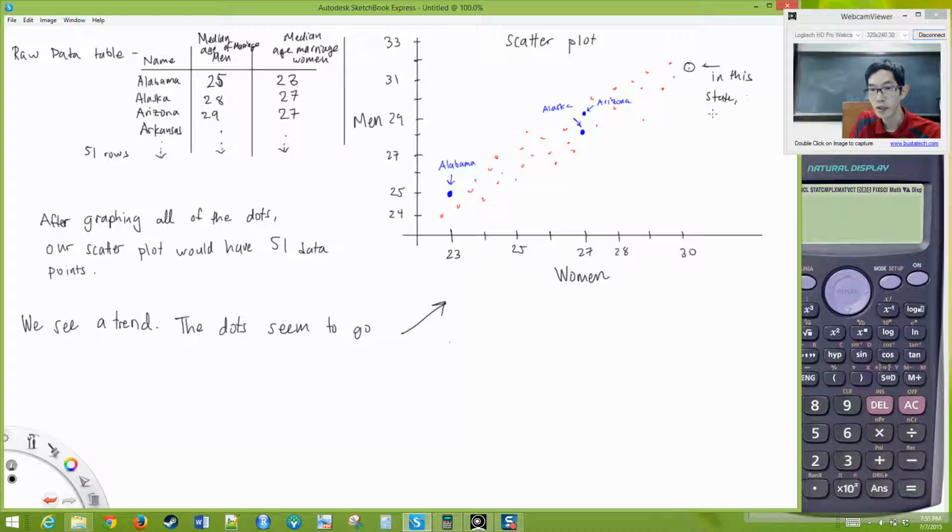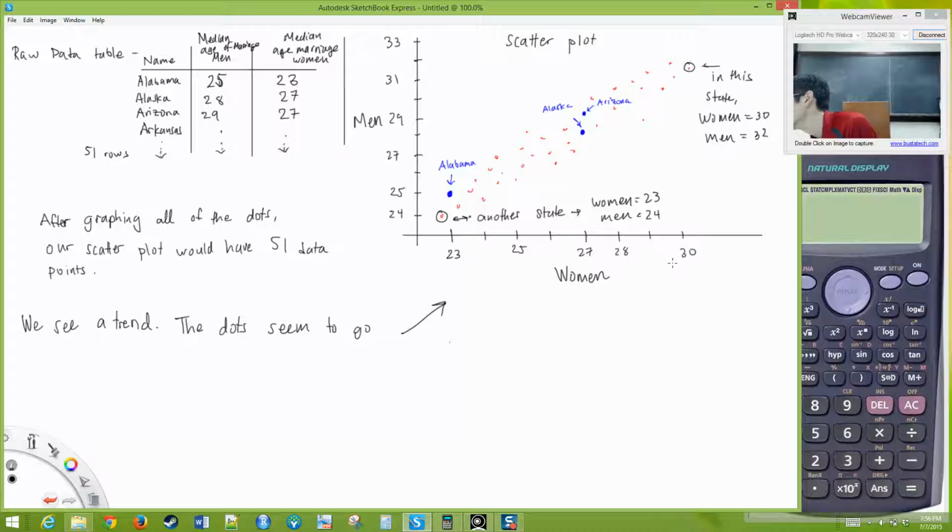okay, the average age for women was 30, and for men it would look like 32 or something like that. And this over here is another state, and this is women getting married at 23, and the men getting married at 24 on average. Okay, the median age. So half of the people are getting married younger than that, half of the people are getting married older than that.